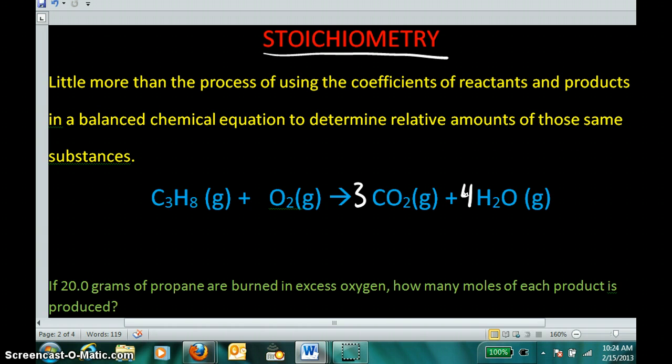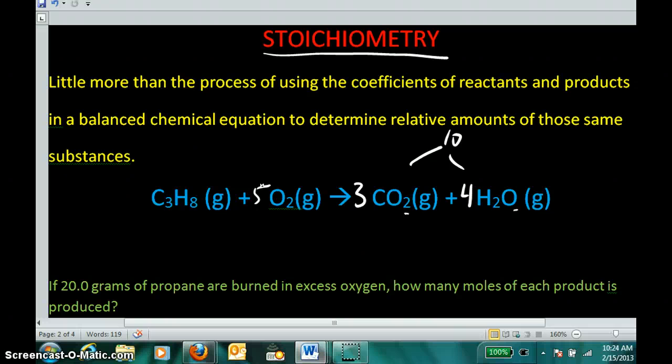Now that we know our products contain 6 oxygen atoms in the CO2s, because we have 3 of them and there are 2 in each, and because there's only 1 in each H2O, 4 more in the H2Os, we need 10 oxygen atoms. And of course, since each oxygen molecule contains 2, we're going to need 5. So we have a balanced chemical equation.